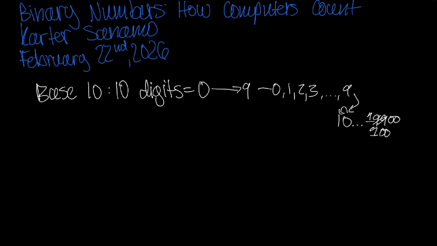Each column in base 10 is a number that represents a power of 10. So in a number like 4,312, the rightmost column is 10 to the 0, which is 1. The next column is 10 to the 1, which is 10. The next column is 10 to the 2, 10 to the 3, etc. Or you can think about it as each column being the previous column times 10, because again, we're in base 10.